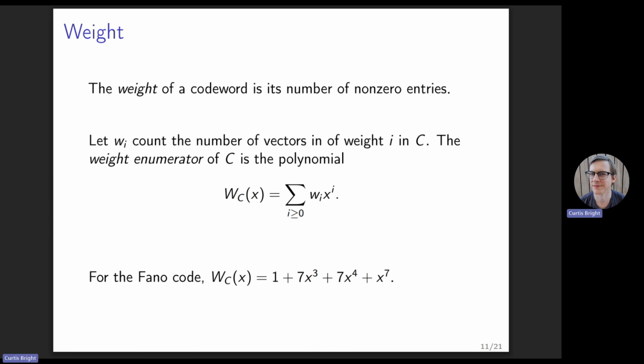We're just going to count all the vectors by weight. In fact, we're going to put this into a generating function, this weight enumerator polynomial, just a way to concisely capture the weight distribution, right? So the polynomial here, the coefficient of x^i is just w_i. That's the number of vectors of weight i in this code. So the code I just showed you, the weight enumerator polynomial is going to be 1 + 7x^3 + 7x^4 + x^7, right? Because we have 1 vector of weight 0, 1 vector of weight 7, and 7 vectors of weights 3 and 4. Okay, so we can work it out.